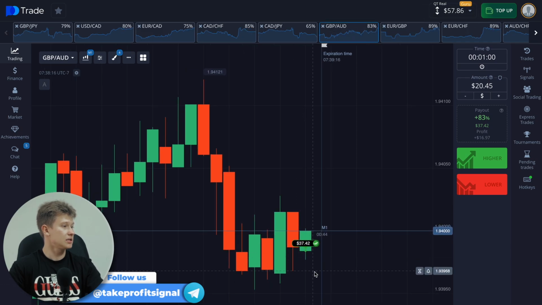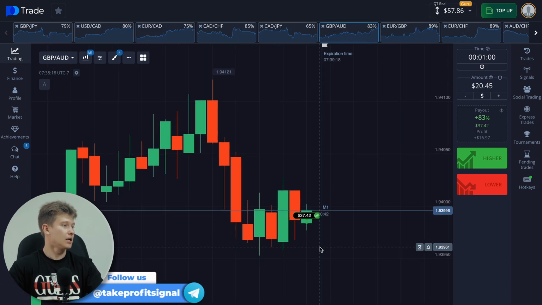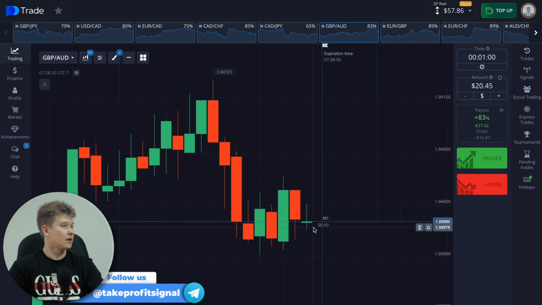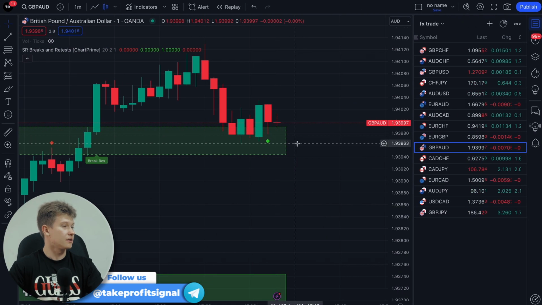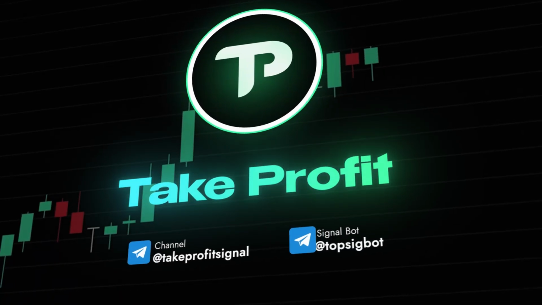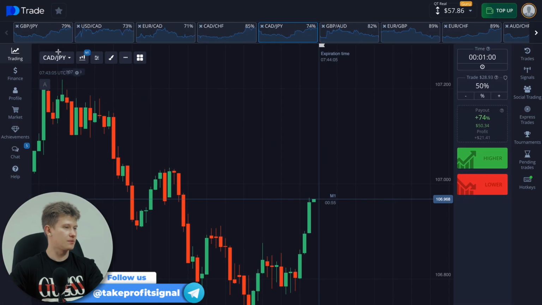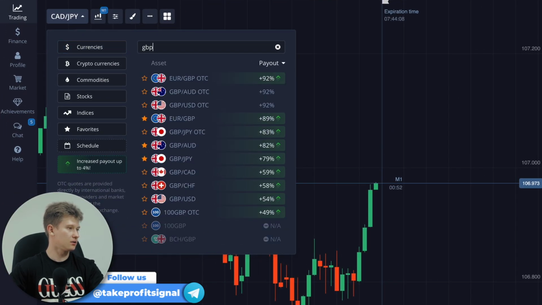Here, of course, the deal was not very confident, as in the first case. We closed there literally in a couple of 3 points, but nevertheless we get a plus. Here, of course, we had a signal pricing. But it happens sometimes. So again, the currency pair GBP AUD open.